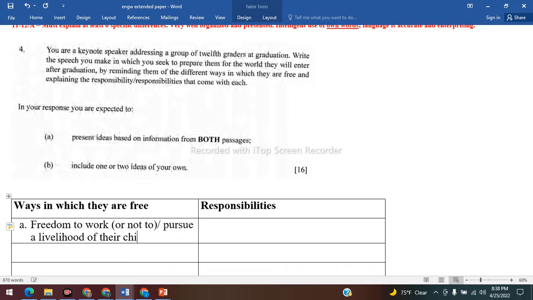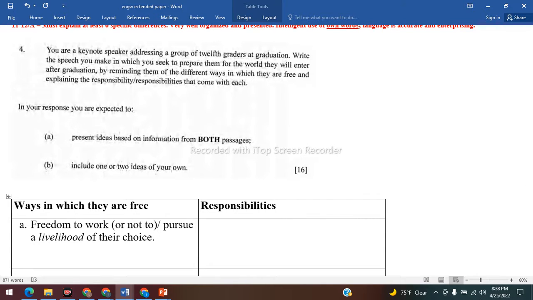A living. Enjoying life. Say it again. Enjoying life. No, livelihood. What does livelihood mean? A way of living. No, no, no, no, sir. Livelihood. Livelihood is like a job, right? What do you do for a living? That's true. Or we can say freedom to earn money.